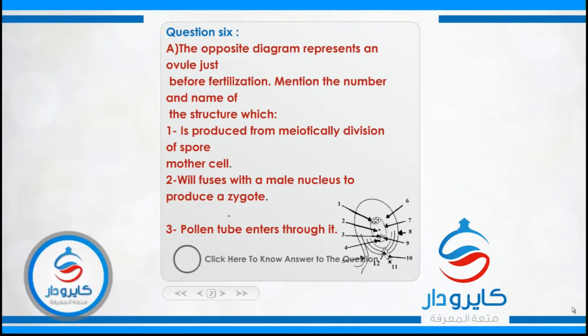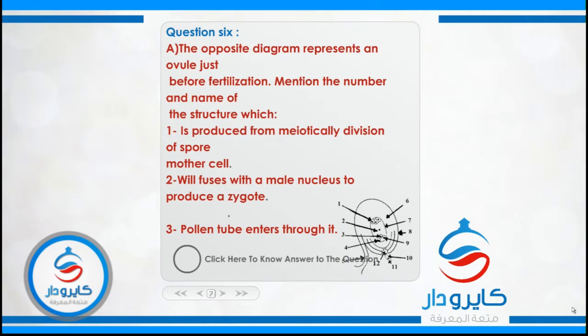We understand that the spore mother cell divides by meiosis to produce the embryo sac. So the structure produced from the meiosis division of the spore mother cell is number 7, which is the embryo sac. Number 2 will fuse with the male nucleus to produce the zygote. That is number 3, the egg cell, which is a cell at the center surrounded by the two synergid cells and facing the micropyle.